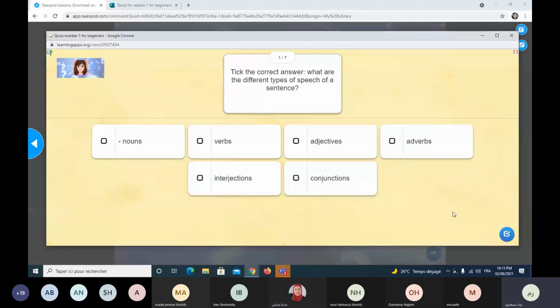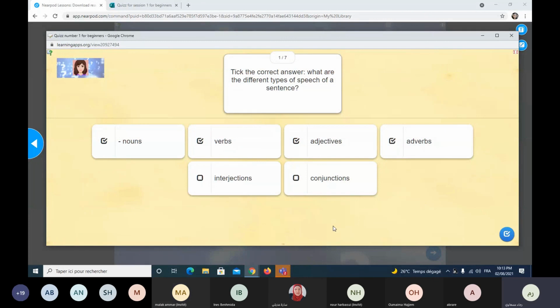If you want to answer orally, yes. If you want to speak, yes. Who would like to give the answer? Yes, Abrar. Noun, verb, adjectives, adverbs. Okay. Nouns, verbs, adjectives, adverbs. Thank you. Right? Yes, Malek. Nouns, verbs, adjectives, adverbs.